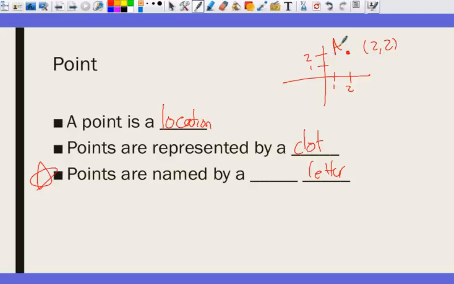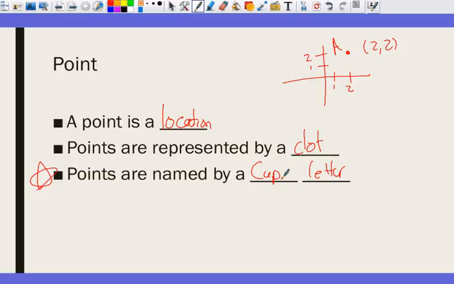Here's an example. What's special about that A? Capital letter. A point is always labeled with a capital letter. If it is not a capital letter, it is not a point. Okay? If it is not a capital letter, it is not a point.